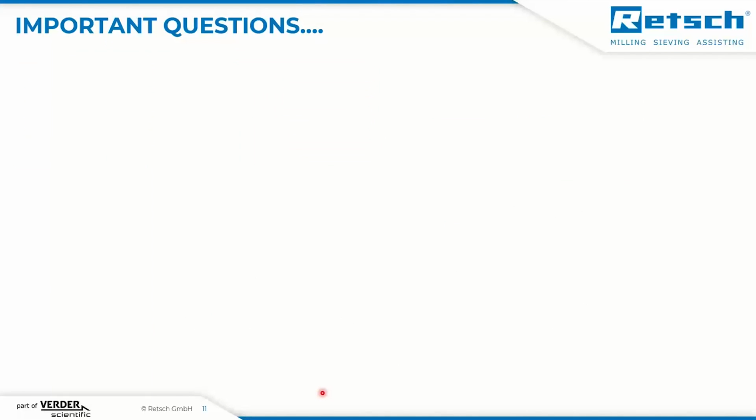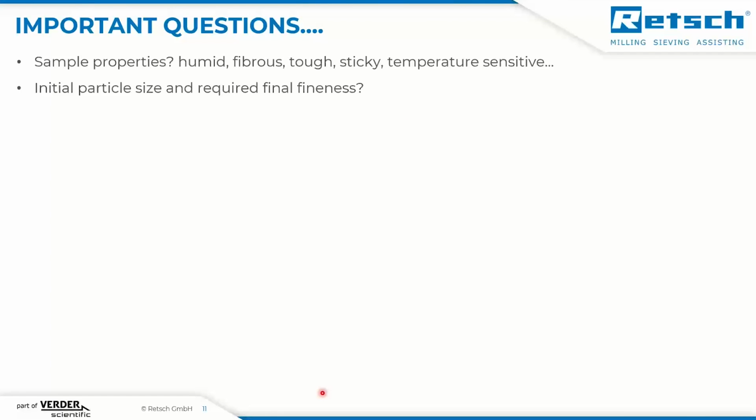So important questions for you to find the optimum procedure, the correct mill, and the best parameters for your specific sample are: what are my sample properties? Humid, fibrous, tough, sticky, temperature sensitive. You have to know that. Then very important is the initial particle size and which final fineness is required. Then it gives you already a hint which mill is suitable for your sample and which not. And also the sample amount is very important to find the correct mill and the correct accessories. How many samples a week? Subsequent analytics is very important.